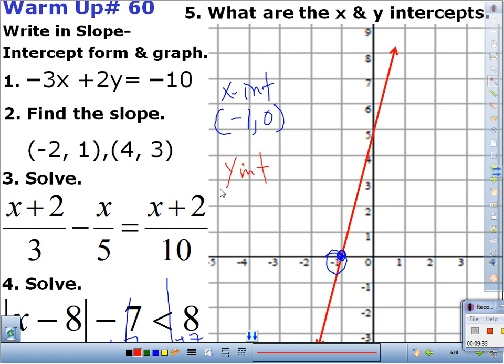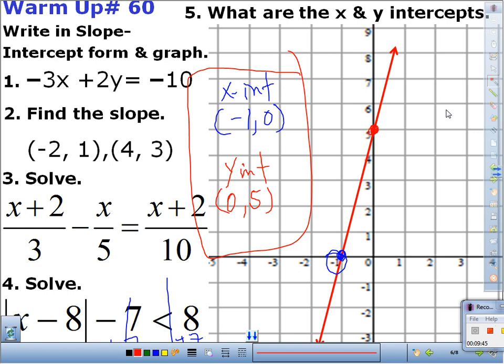Y-intercept is where the line crosses the y-axis. Where did it cross? Right here. What is the x value? 0. And what is the y? 5. 0, 5. Hands up if you got that for this. Hands up if you got all 5 of them. 4. Okay, I'll stop right there.